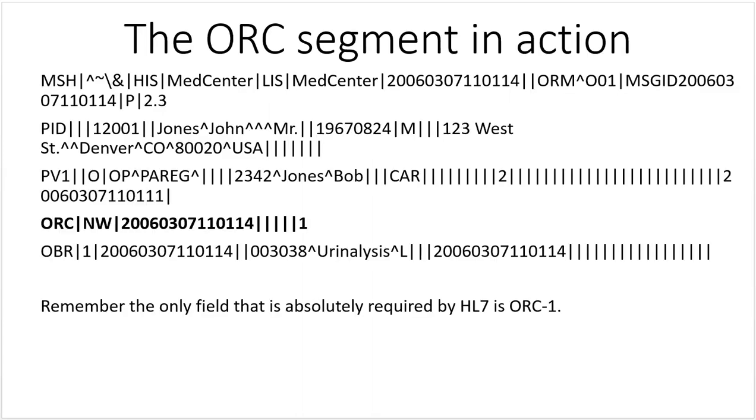And here is an ORC segment in action. So you can see that this is an order message. It is an ORM. ORMs always have the designation of 001. That's their trigger code. There is no other trigger code. In ADT, you have 62 different types of trigger codes, and in order messages you only have one, 001. So you have the MSH segment, the PID segment, the PV1 segment, and here you have the ORC.